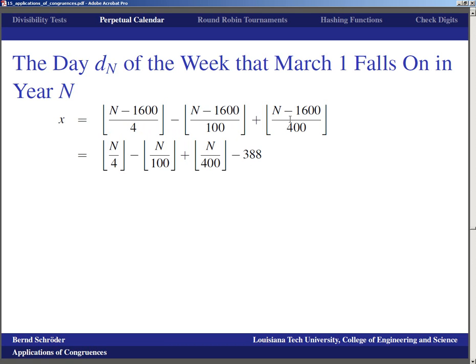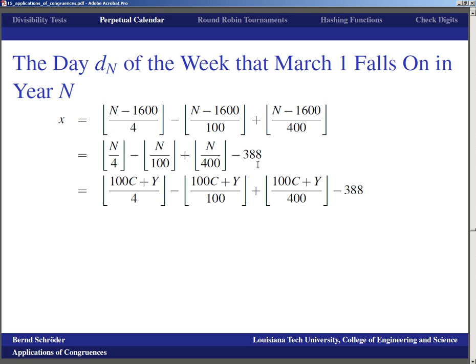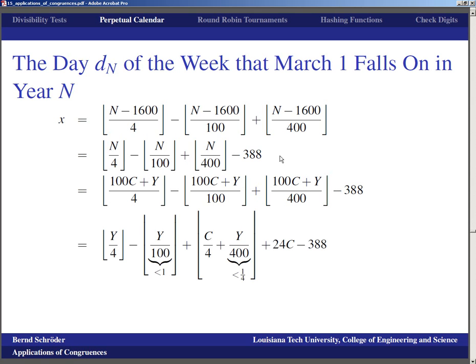And then we get a minus 1600 over 4, which is 4, so a minus 4, which gives us a minus 388 in the back here. And if we now want to turn that into stuff that works with the century and the year, then we realize that the number of our year is 100 times the number of the century plus the modulus that remains, and we plug that in up here.